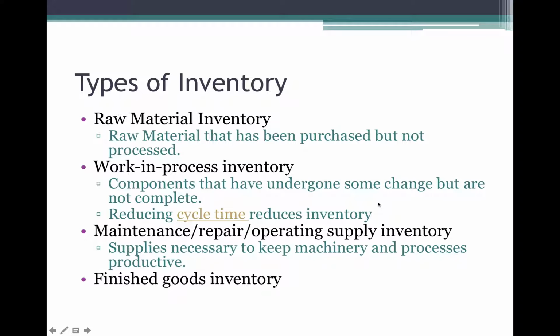We can also talk of maintenance, repair and operating supply inventory, which is essential for you to keep the machinery and processes active. Without that, you will not be able to run your production house. And you can also talk of finished goods inventory, which are waiting for shipment because they have been finalized as part of your production exercise. So this is something that we talk of, the types of inventory.